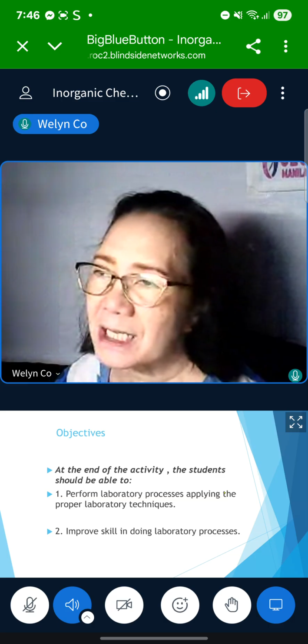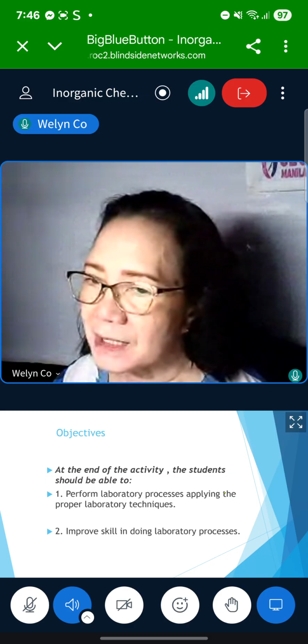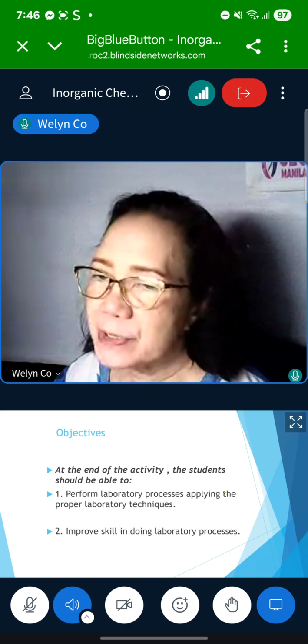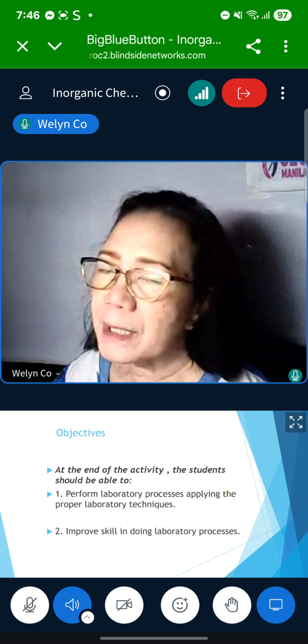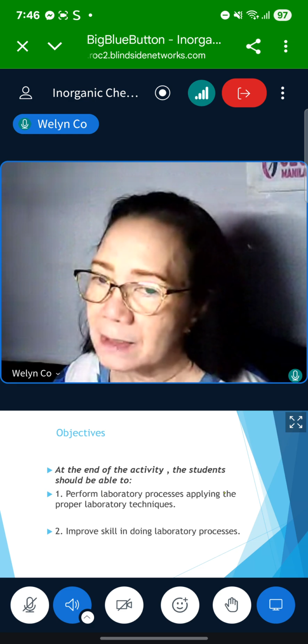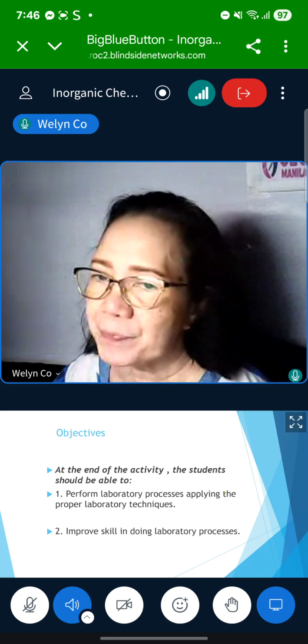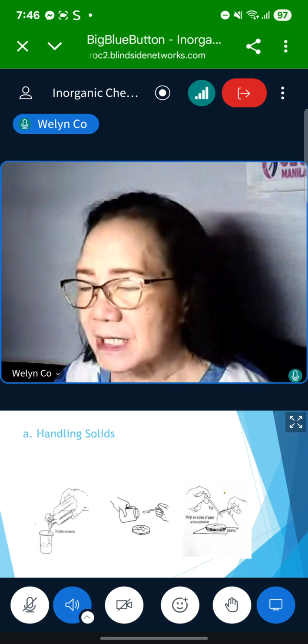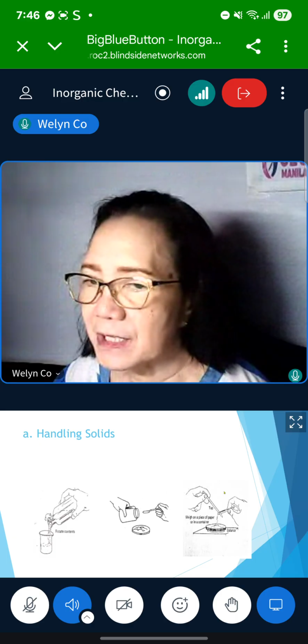So ikaw, kaya it is a student-centered session ng lab kasi ikaw ang gumagawa, di ba? With the proper guidance, of course, with the pre-lab discussions and precautions, that would be done by following your procedure. Okay? So this is by handling solids. So how will we transfer solids from one bottle to another?